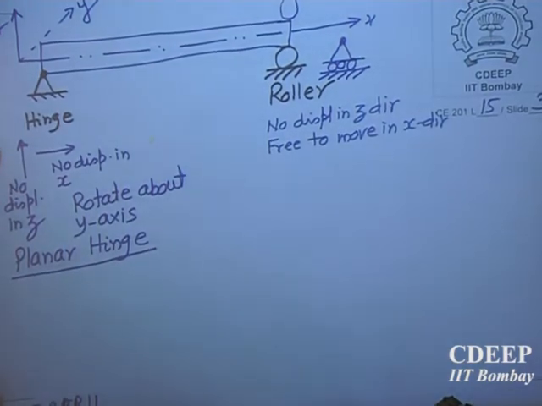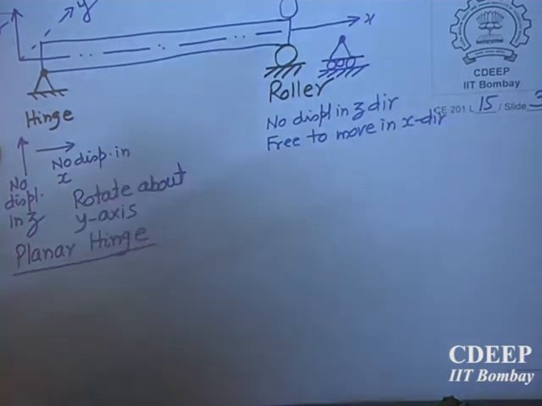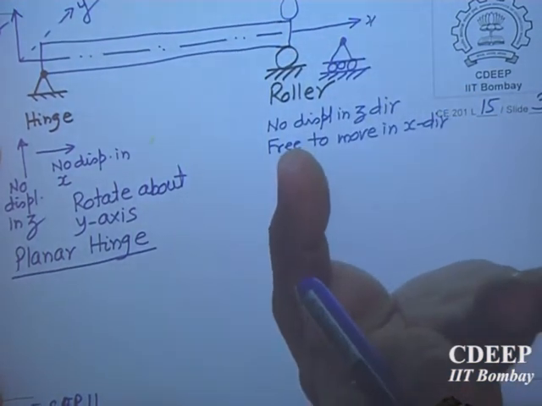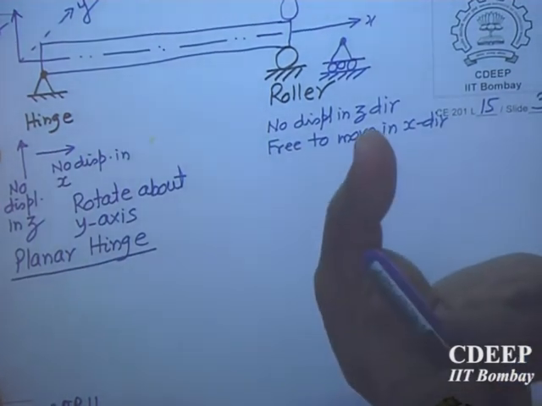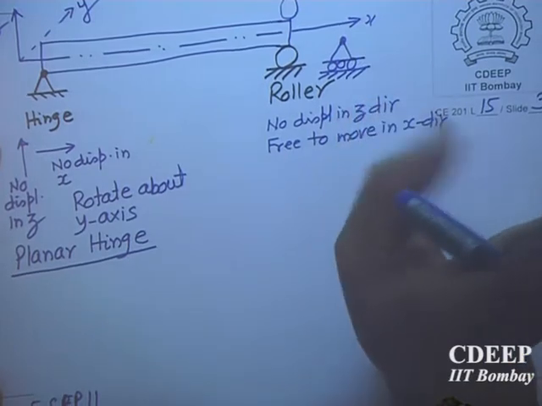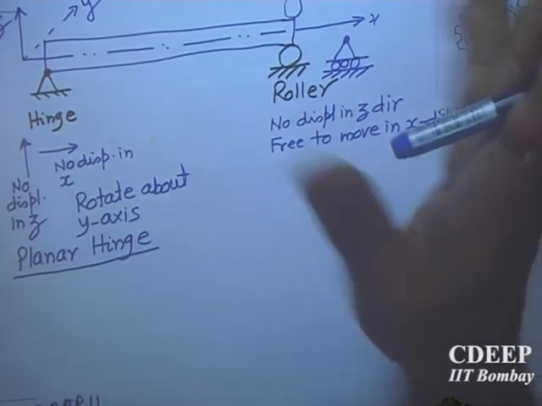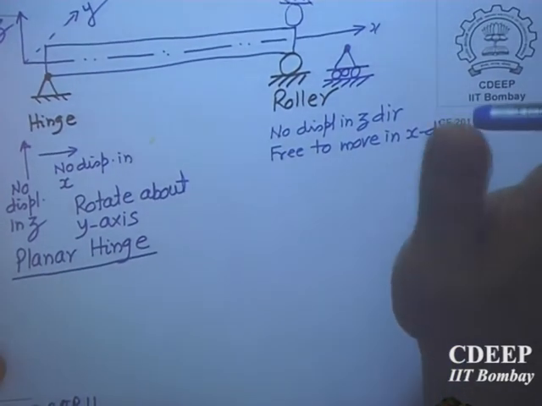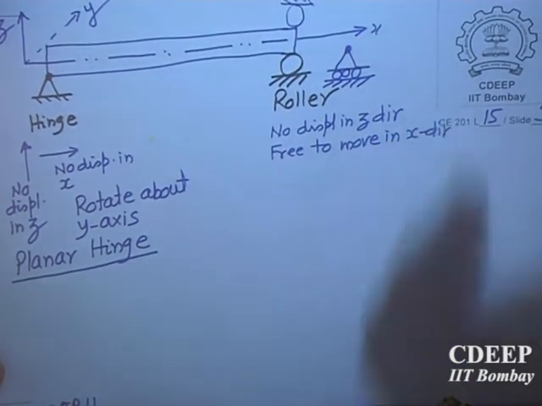No movement in Z direction. Normally we don't show it like this, we just show it on one side. It is implied that it will not have displacement in that direction. Is it okay? Roller. So this is the simplest type of support, which you must have done also in first year rigid body mechanics, engineering mechanics.